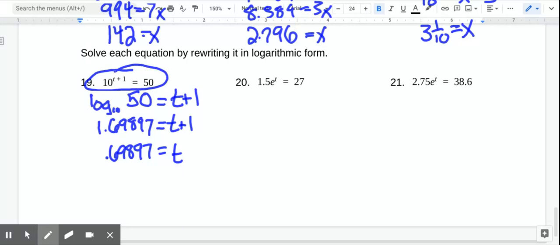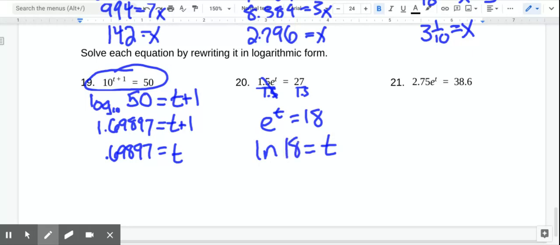All right, let's check out number 20. Before we do anything with this, we need to divide both sides by 1.5. We want that e by itself. Okay, so we get e to the t equals 18. Now, I don't want that t in the exponent, so I'm going to write this in logarithmic form. So it's base e, so that's natural log. Exponent goes over here, and 18 goes here. So t is just the natural log of 18, and you just type that into your calculator, and you get 2.89.